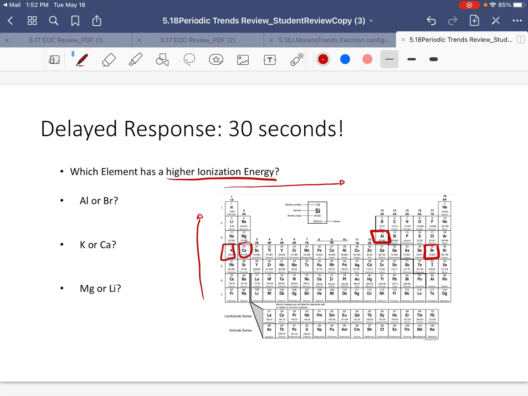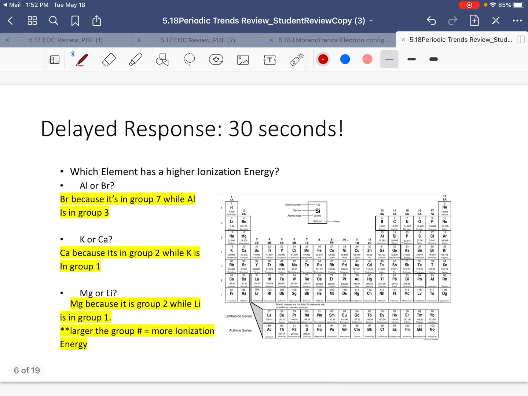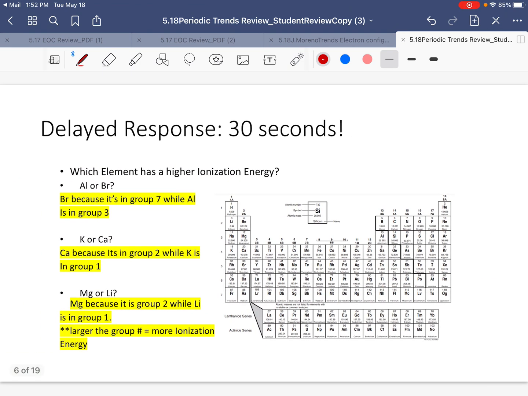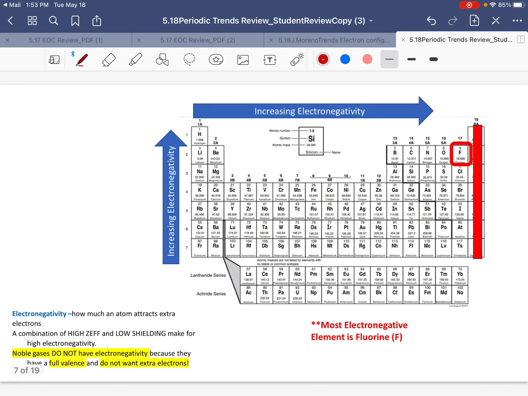Next we have potassium and calcium. It would be calcium. So the further you are in the group, from 1, 2, 3, 4, 5, 6, and 7, that is your stronger ionization energy. And magnesium or lithium, it would be magnesium. So right here, guys, once I upload the exemplar, you have the reasoning. So group 7, group 3, group 2, group 1, group 2, group 1, all of that, guys.